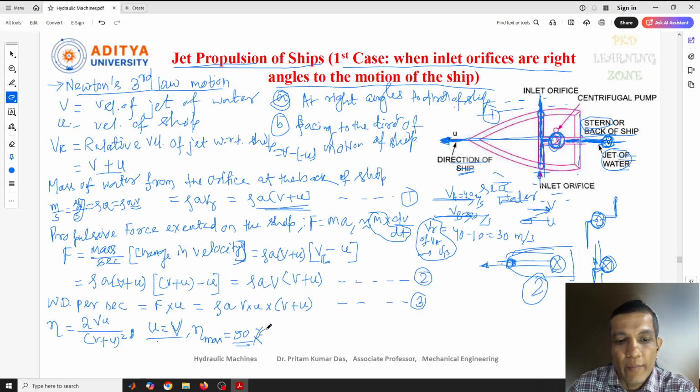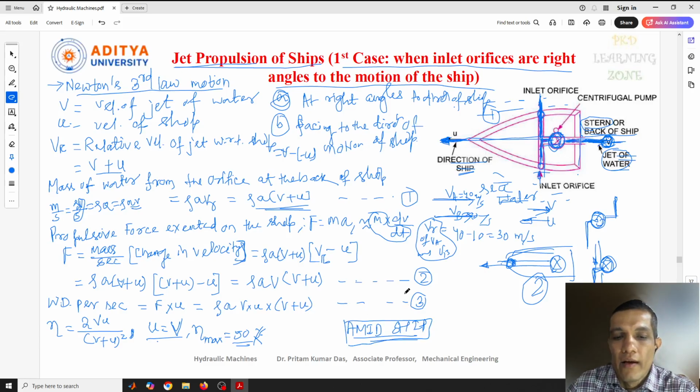And there are some terminologies and conditions in this category. When the inlet of the orifice is at a right angle to the direction of motion of the ship, this case is known as the water being drawn from amidships. What is amidships? Amidships is nothing but the water being drawn at the middle of the ship. That is one condition, and that concept is called amidships.